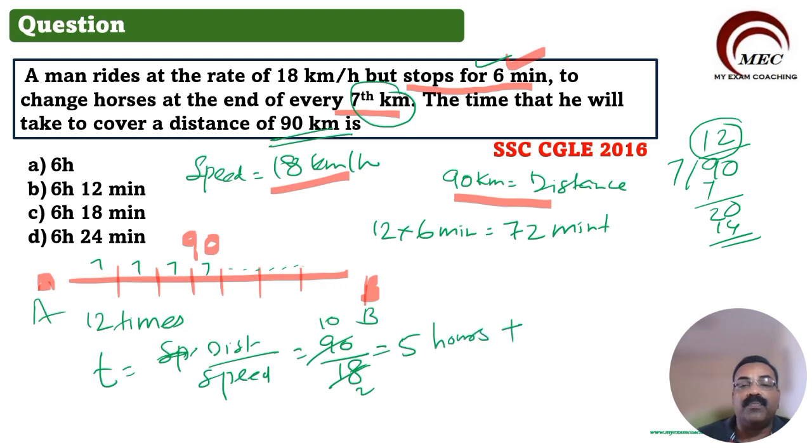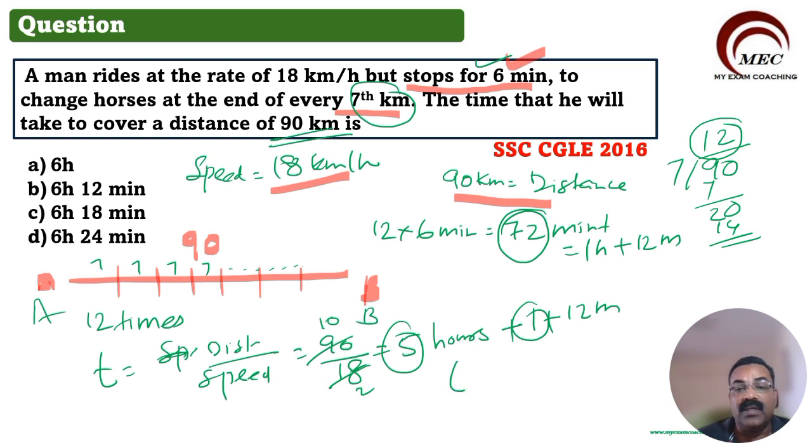5 hours plus resting time is 72 minutes. 72 minutes is equal to 1 hour plus 12 minutes. So 5 hours plus 1 hour will become 6 hours plus 12 minutes. So 6 hours 12 minutes is the correct answer. Accordingly, you can mark the correct option as 6B, 6 hours 12 minutes. Understand it very clearly.